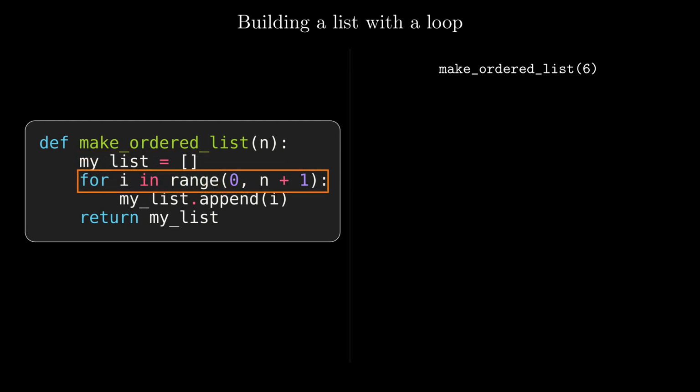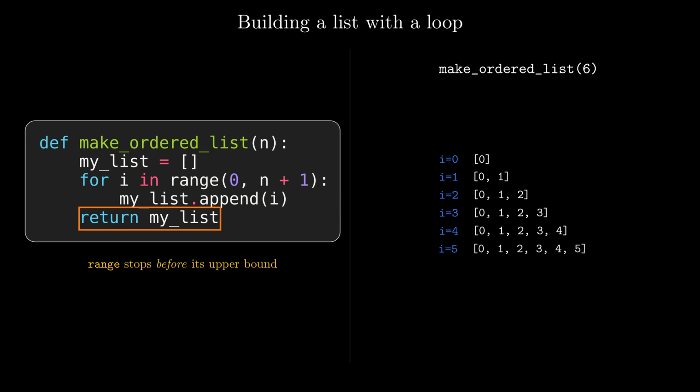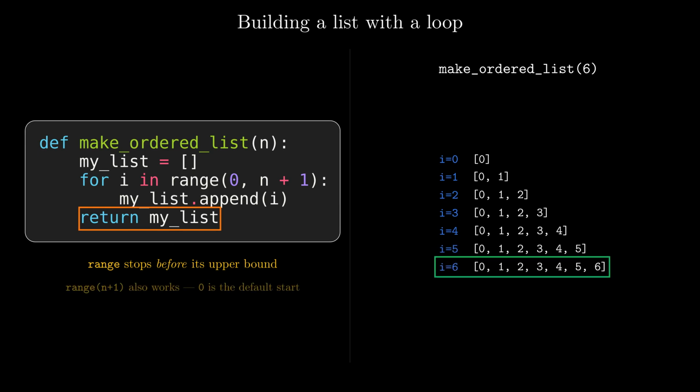Next, loop with the loop variable i over range from 0 to n plus 1. Why n plus 1? Because range stops just before its upper bound, and we need to include n itself. Each time through, i takes the next value, 0, then 1, then 2, and so on, and we append i to my_list. When the loop finishes, we return my_list. Watch it fill. It starts empty, then grows to 0, 1, 2, 3, 4, 5, 6. One small note, the 0 inside range is optional since range starts at 0 by default, so range of n plus 1 on its own works just as well.